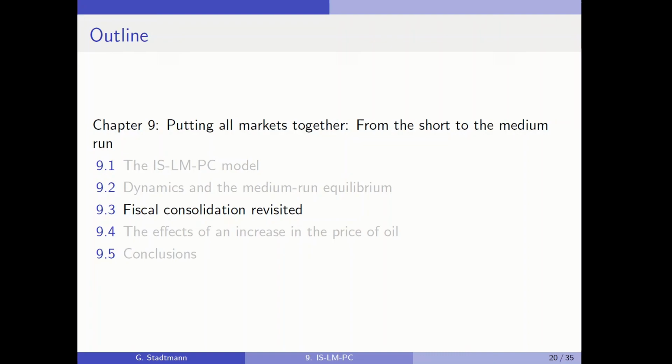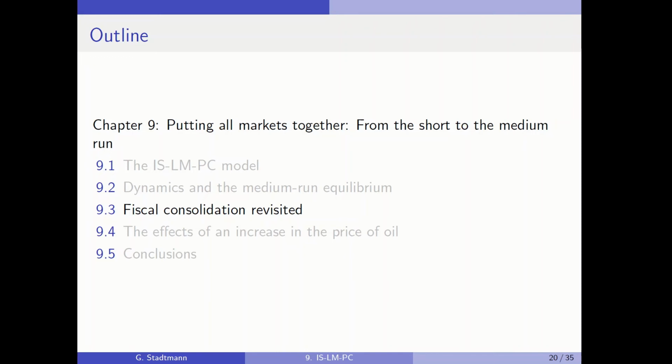Welcome back to class. We are in Chapter 9.3 and we would like to look at a situation where the government budget is in red ink. So the government is running a government budget deficit and now a fiscal consolidation should take place. We want to look at how this shock is digested in the short run and in the medium run.